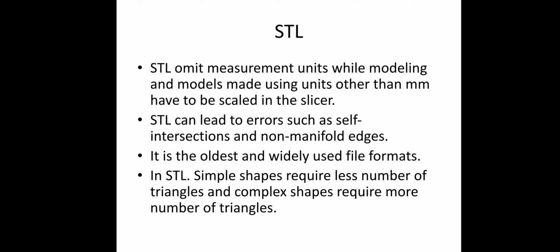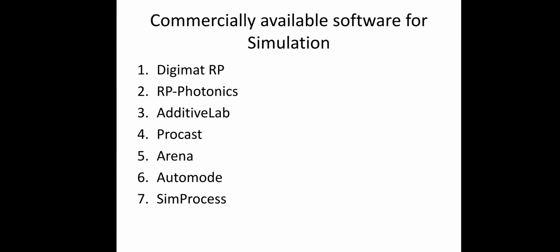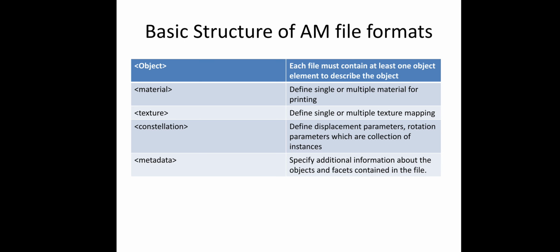In STL, simple shapes require fewer triangles, and more complex shapes require more triangles. For example, a cube can be tessellated into a very small number of triangles, whereas a complex object has to be tessellated into a large number of triangles. Commercially available software for simulation: Digimat RP, RP Photonics, Additive Lab, Procast, Arena, Automode, Sim Process.